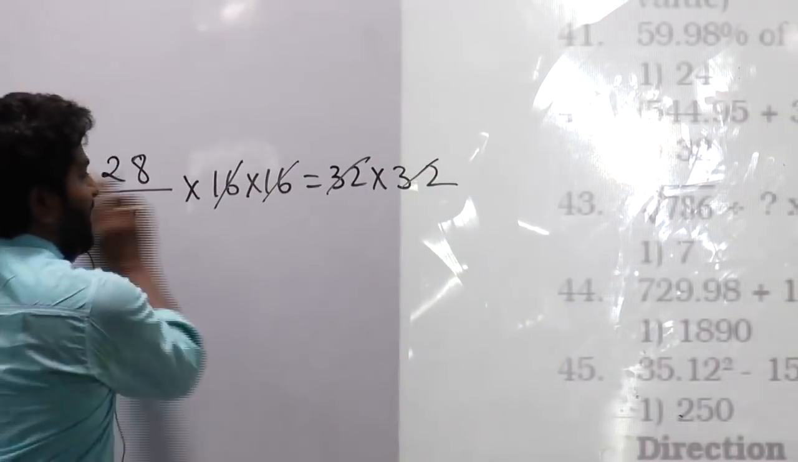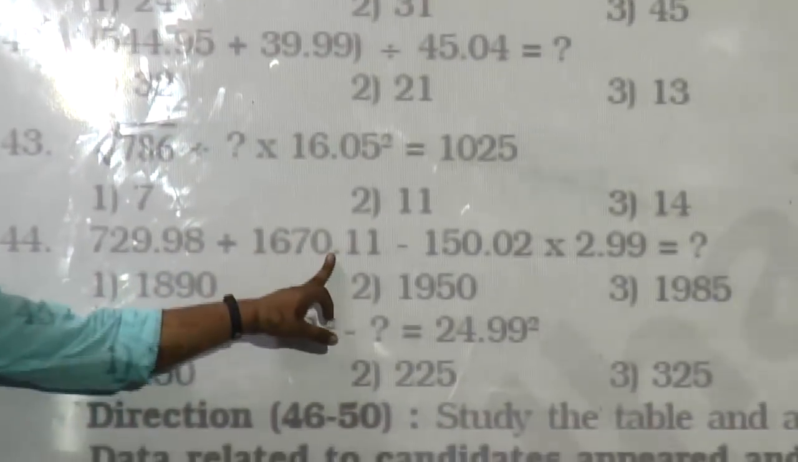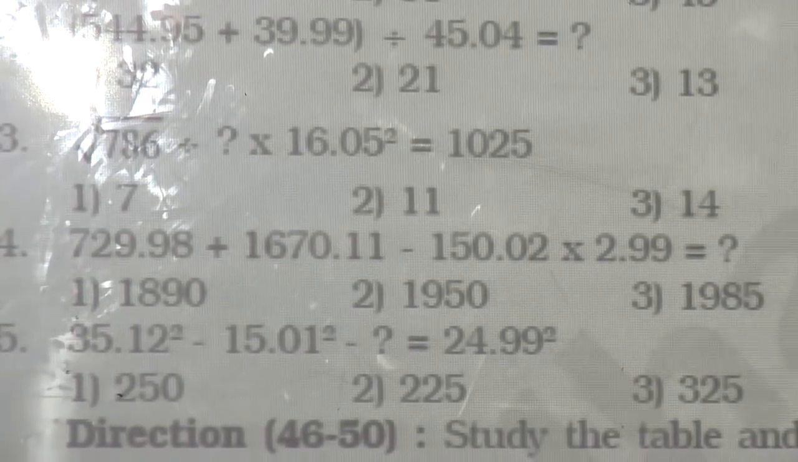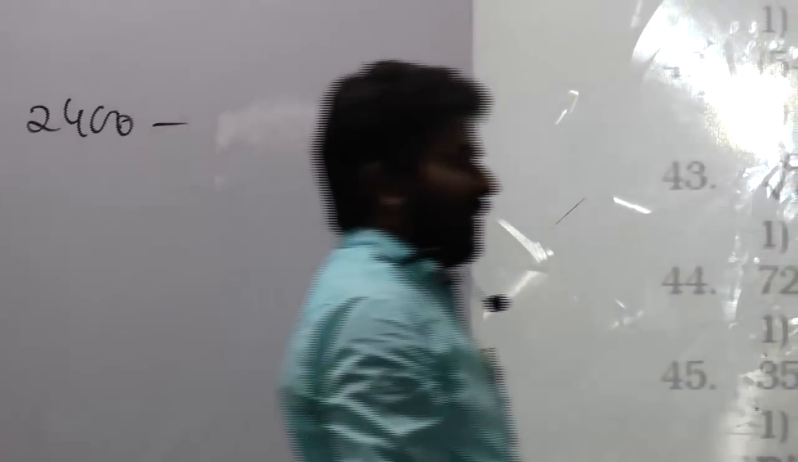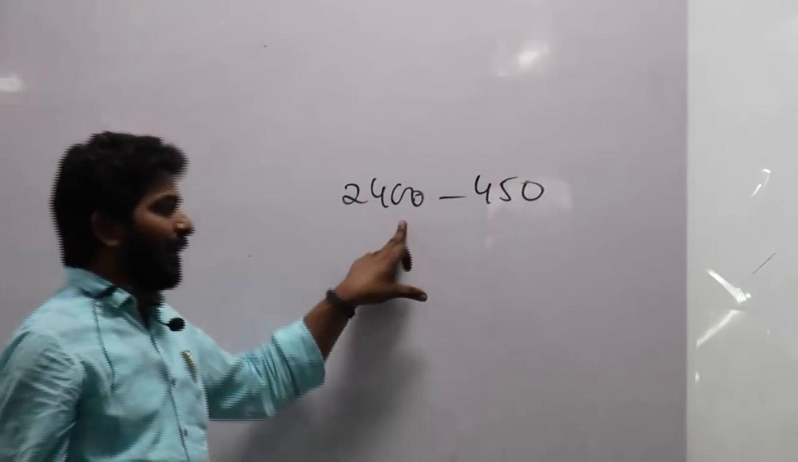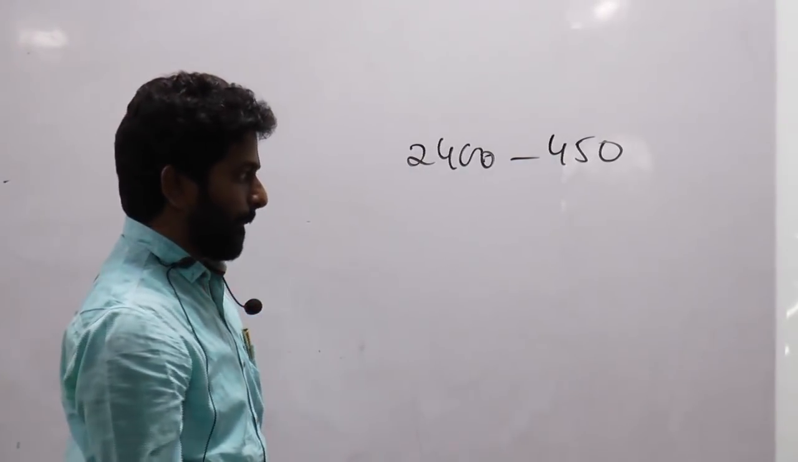Okay, 730. 730 plus 1670. Add 30 here, this becomes 1700. 1700 plus 700, 2400. 2400 minus 153 times 450. Subtract 450. First subtract 400, then subtract 50. Subtract 400, it becomes 2000. Again subtract 50, 1950.